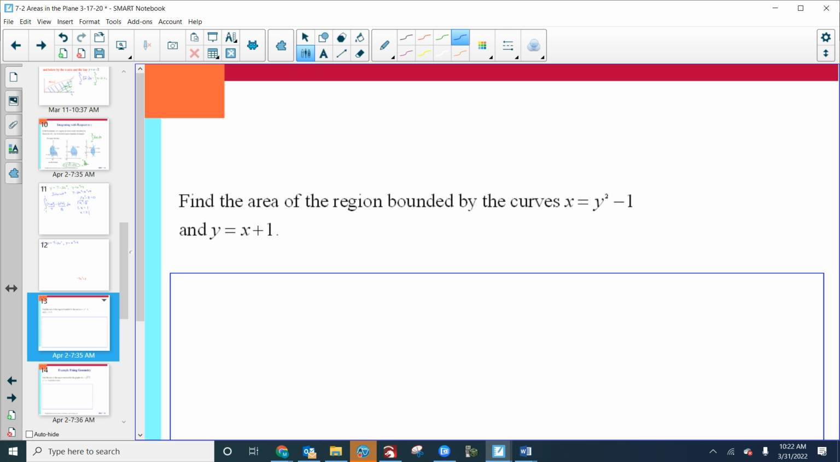Find the area of the region bounded by the curves x equals y squared minus 1 and y equals x plus 1. Can you guys see that in the back? Can you guys see the squared up there?